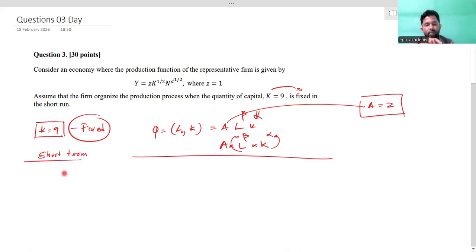We can divide the production time period into two categories: the long-term production process and the short-term production process. Under the short-term production process, you are unable to change the capital factor. You can only change the variable factor. Variable factor means labor. Capital represents the fixed factor. Fixed factor means machinery, equipment, buildings, vehicles, something like that.